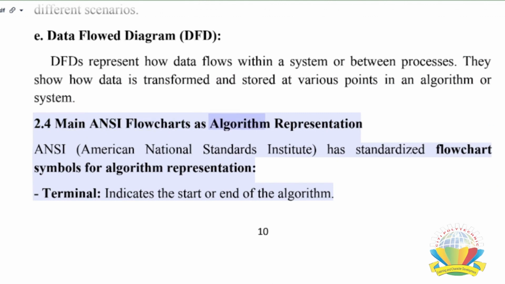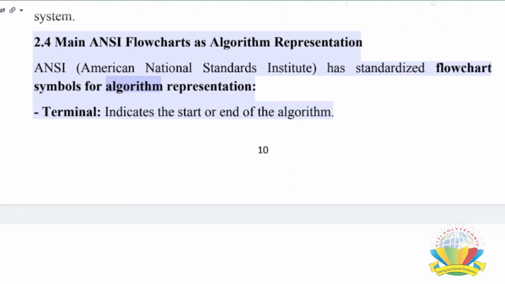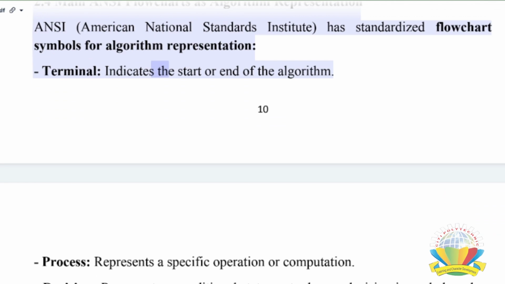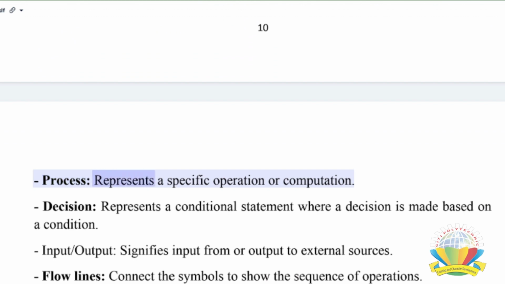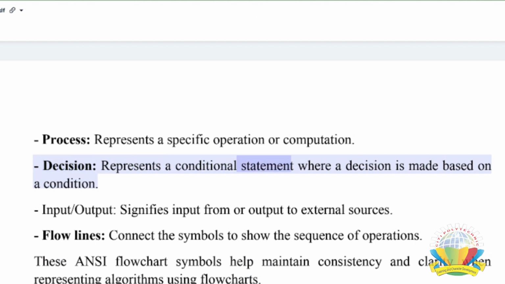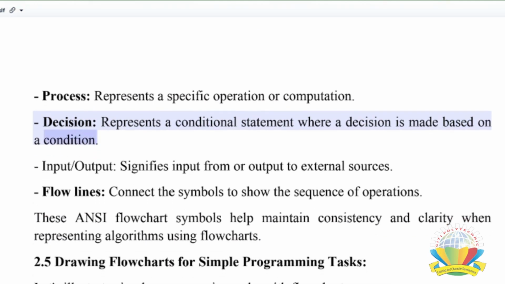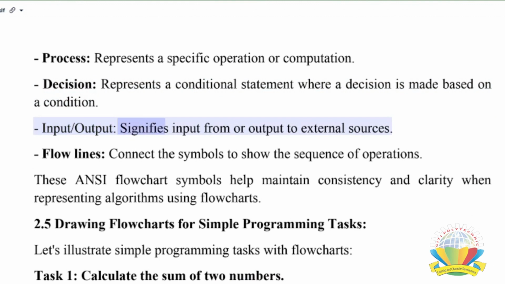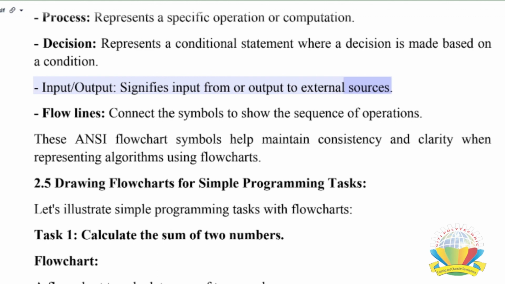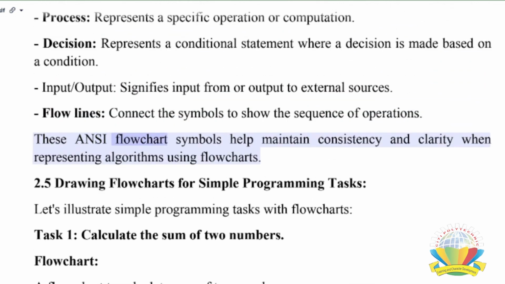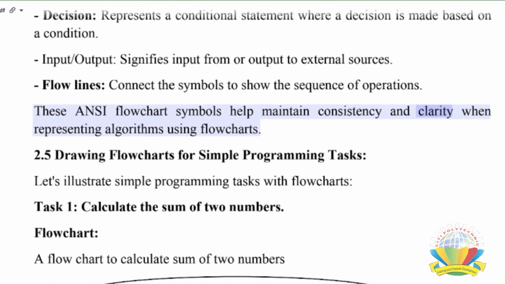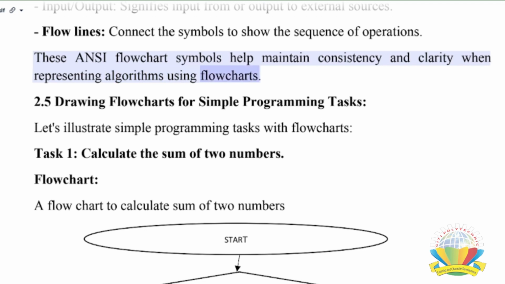2.4 Main ANSI flowcharts as algorithm representation. ANSI, American National Standards Institute, has standardized flowchart symbols for algorithm representation. Terminal indicates the start or end of the algorithm. Process represents a specific operation or computation. Decision represents a conditional statement where a decision is made based on a condition. Input-output signifies input from or output to external sources. Flowlines connect the symbols to show the sequence of operations. These ANSI flowchart symbols help maintain consistency and clarity when representing algorithms using flowcharts.